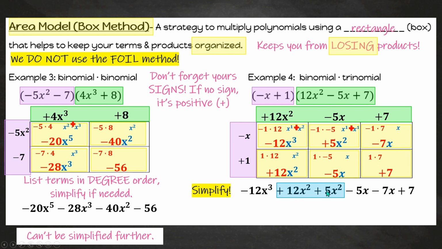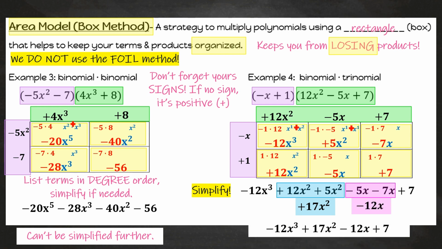I have a positive 12x squared and a positive 5x squared, so I can combine those to get 17x squared. -5x minus 7x, and I'm going to get a -12x. Now that I've simplified and combined all my like terms, my final answer is -12x to the power of 3 plus 17x squared minus 12x plus 7.